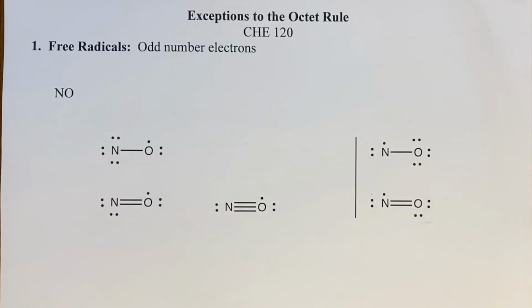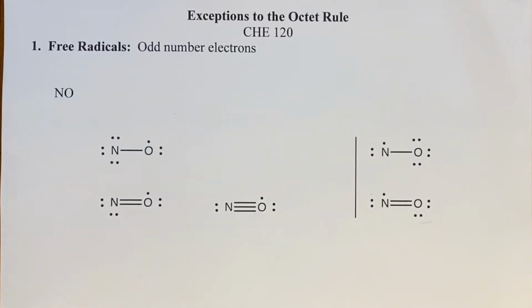Before watching this video, you already should have gone through the videos covering the rules on drawing Lewis structures, resonance, and formal charge. Now we're going to look at the exceptions to the octet rule, and there's three exceptions that we're going to look at. The first is free radicals, the second applies to elements that have incomplete octets, and the third applies to elements that will have an expanded octet.